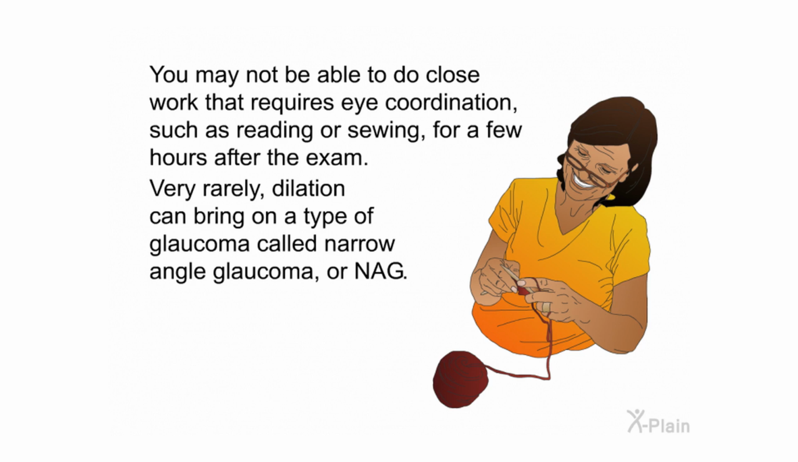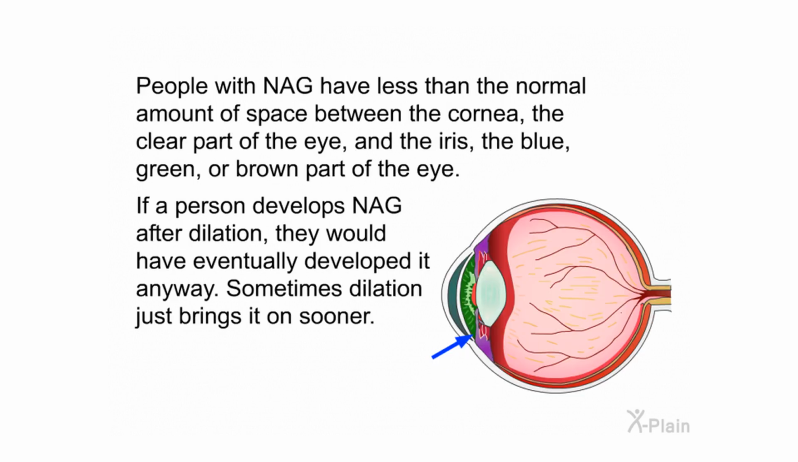Very rarely, dilation can bring on a type of glaucoma called narrow-angle glaucoma, or NAG. People with NAG have less than the normal amount of space between the cornea, the clear part of the eye, and the iris, the blue, green, or brown part of the eye. If a person develops NAG after dilation, they would have eventually developed it anyway. Sometimes dilation just brings it on sooner.